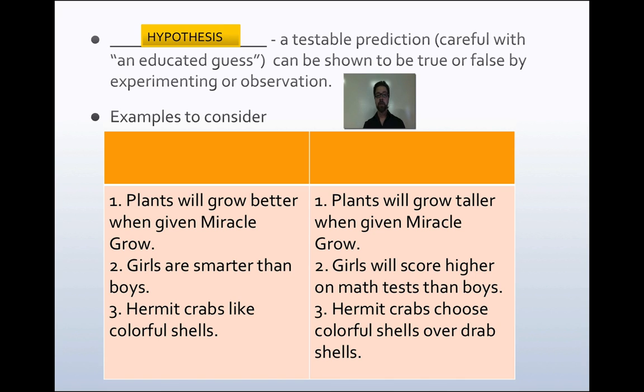Number three, hermit crabs like colorful shells. Nice. And number three on the right, hermit crabs choose colorful shells over drab shells.